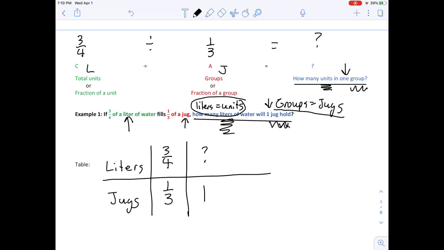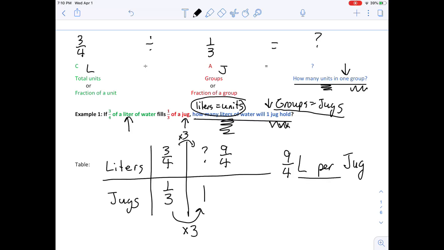Well, I just used multiplicative reasoning to get from 1/3 to 1. I can see that I need to multiply by 3. So I'm going to end up with 9/4. So my answer is 1 jug will hold 9/4 of a liter. So 9/4 of a liter per jug.